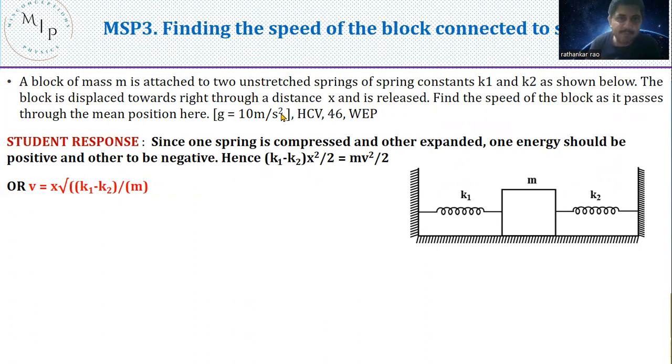The problem reads: a block of mass m is attached to two unstressed springs, having two different spring constants, K1 and K2. As shown, the block is displaced to the right through a distance x, which means you are pushing this object so that this spring gets compressed, while this spring expands. Then the block is released. Find the speed of the block as it passes through the mean position.